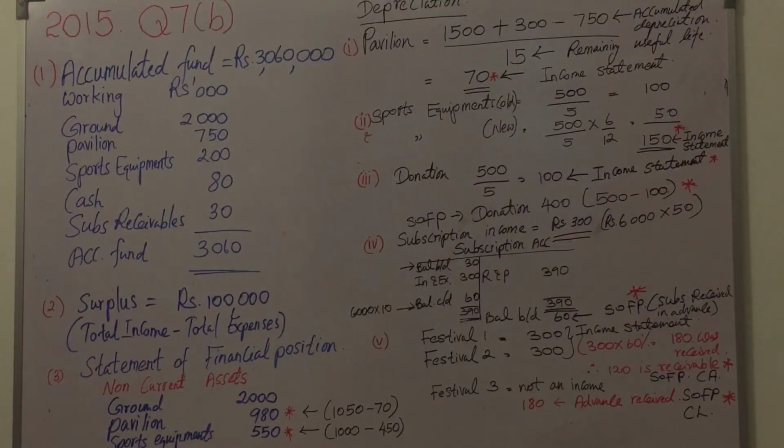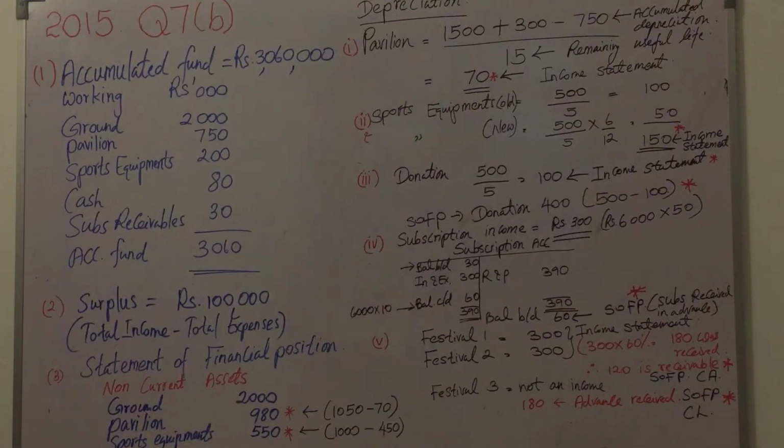With this information you need to calculate the depreciation for the period. Pavilion opening balance, the cost, is 1500. And we have to see how much they have spent on the renovation. That could be identified by going through the receipts and payments account. In the receipts and payments account, on the credit side, you can see pavilion renovation 300,000. Due to this renovation, the remaining useful life of this asset has increased to 15 years.